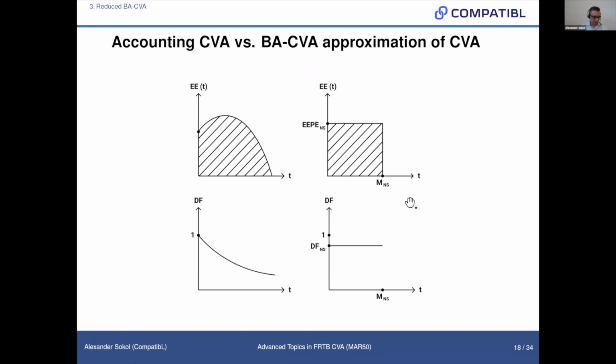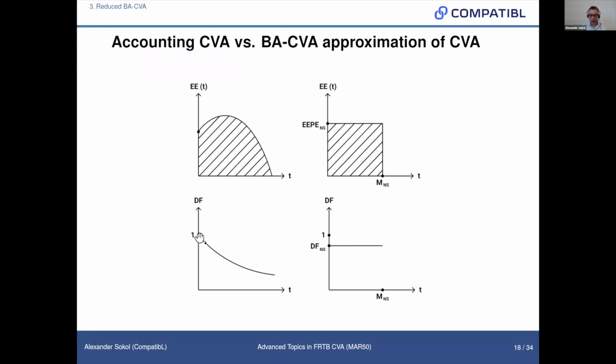So this square here tries to essentially estimate, using regulatory supervisory rules, how wide this area is and how tall this area is. So essentially, we're replacing it with the square, where this is our best guess of what we're integrating, and this is our best guess for how long we're integrating it.